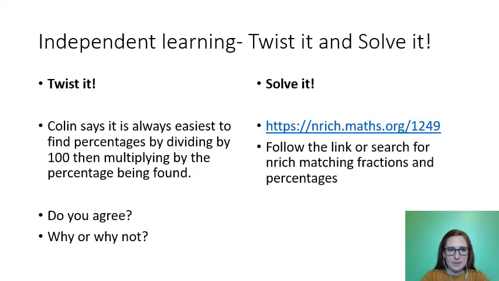Good job. Today's Twist It. Colin says it's always easiest to find percentages by dividing by 100 then multiplying by the percentage. Do you agree? Why or why not? So do you always divide by 100 then multiply by the percentage, or do you use some of the different cheats? Do you agree or disagree with Colin?